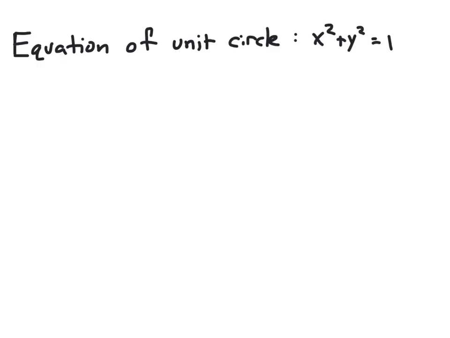We begin by recalling that the equation of the unit circle is x squared plus y squared equals 1. This means that for any point that lies on the unit circle, if we take the x and y coordinates of those points, substitute them into the equation for x and y respectively, we'll obtain a true equation.